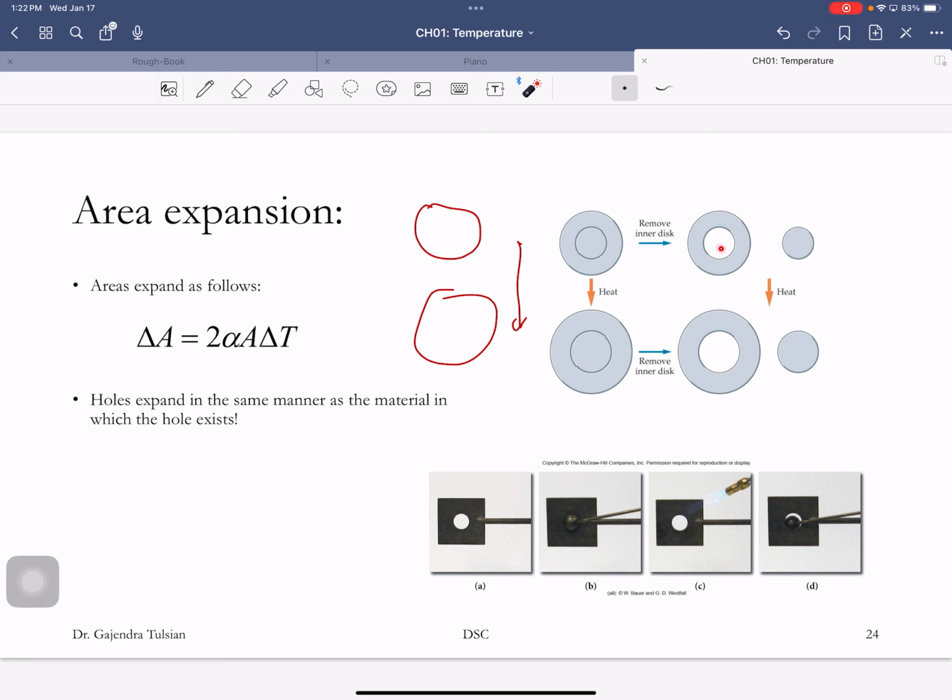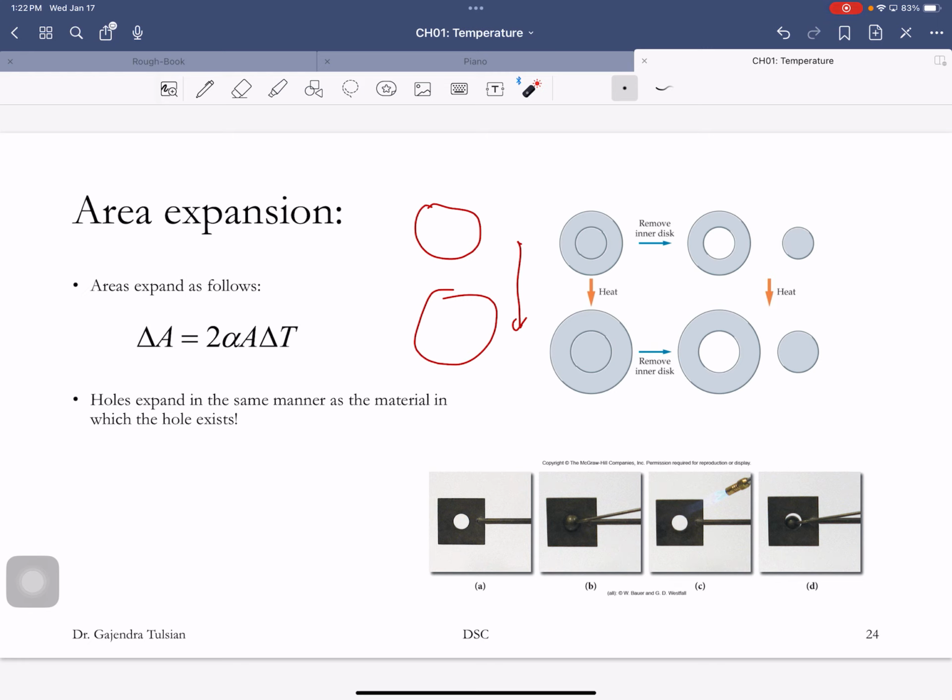So the gap expands the same way as the surrounding material. Anyway, here's a little trick that people use for ball socket joints. You start out with a ball that is bigger than the socket, and then how do you join it? You heat the socket, expand the hole, and get the ball in. And then when it cools, you've got a ball socket joint.